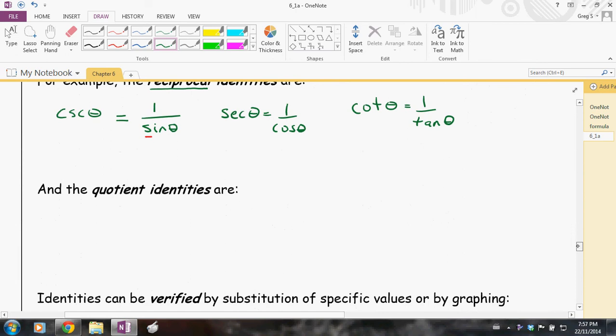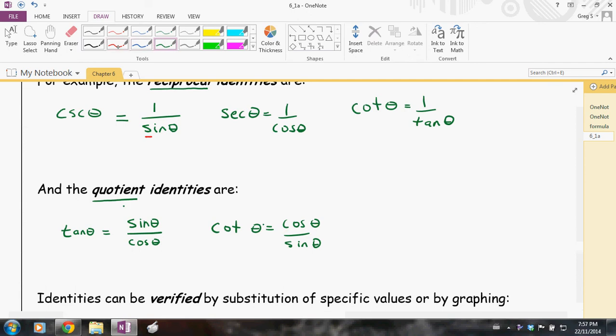Now there are also the quotient identities. So what is a quotient? A quotient is the result of dividing. So what are we dividing? In this case, we can divide sine theta by cos theta. And what's that one? That's tan, isn't it? So tan of theta is equal to sine over cos. And the other one is cotan of theta is equal to cos theta over sine theta. Okay, so I'll just put a little asterisk by these ones, and that means know this, okay?